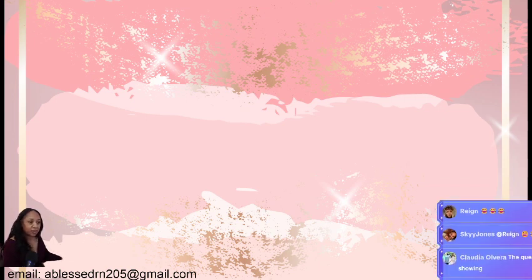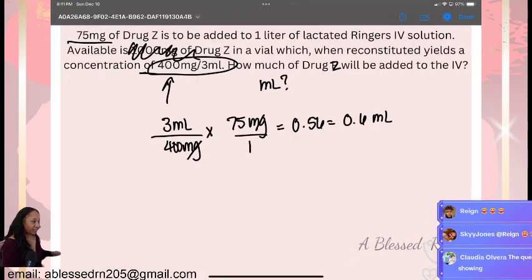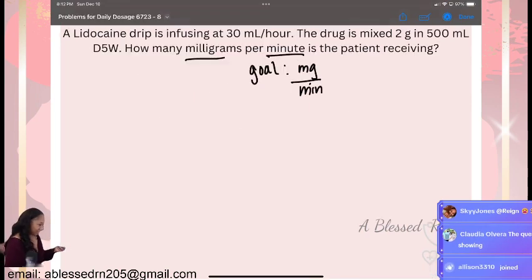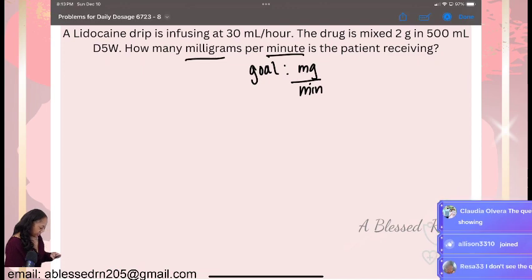So our goal is milligrams per minute, okay? So mgs over min. That is what we're looking for. The question is not showing. Oh, my bad. Can you see it now? There we go. Y'all. Okay, there you go.